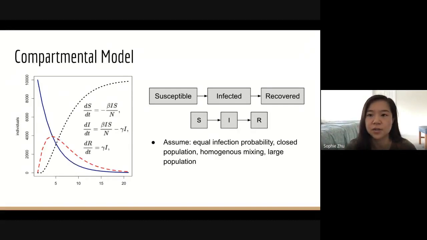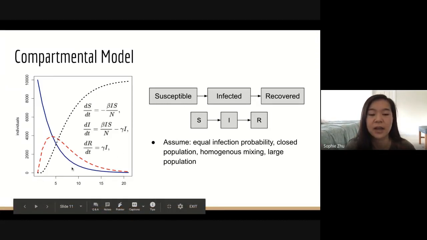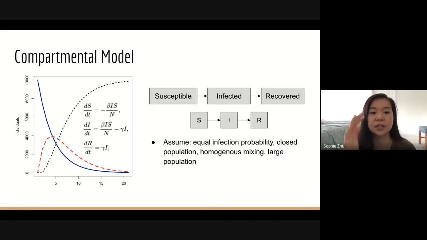So, kind of moving on to the star of our show, this compartmental model. I'm sure you've all seen, I hope you've all seen, some version of this. I know earlier in the pandemic we had this conversation around flattening the curve. And when we look at this graph, the curve we're talking about is this red dotted curve, this curve of infecteds over time.